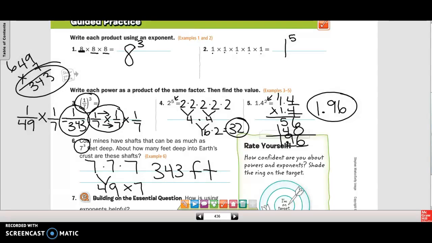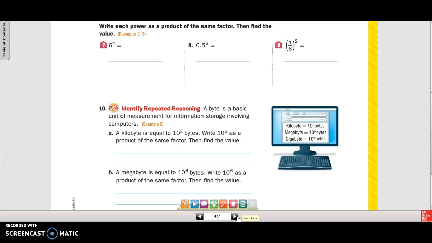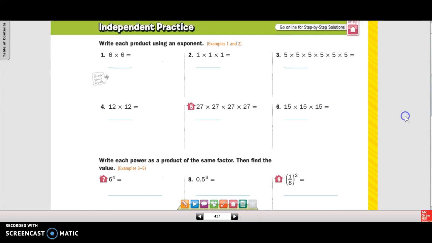Okay, if you need to pause this or go back, you can. I'm going to go on, though, to page 437. We're going to do a couple off that one. Okay, so again, these top ones are pretty easy. All we need to do is figure out the bases and then write how many times.